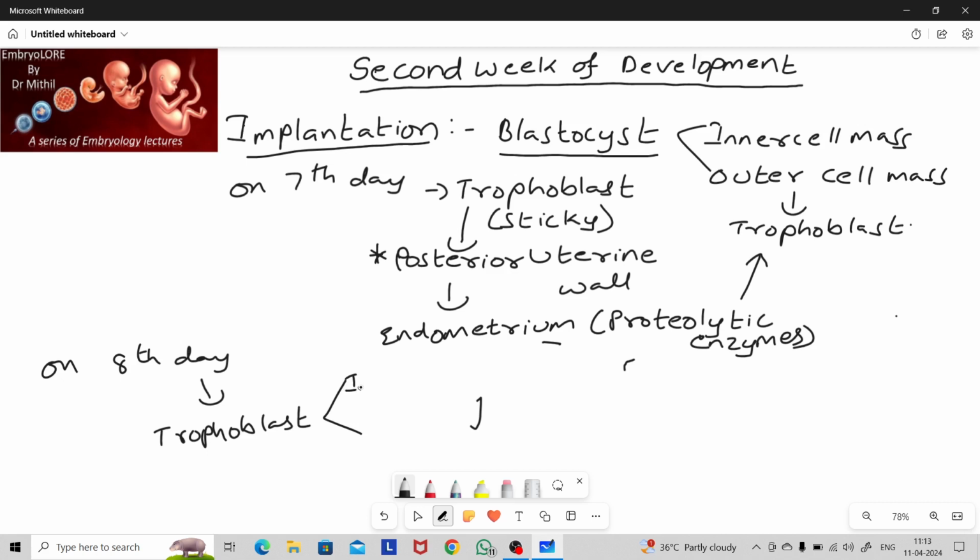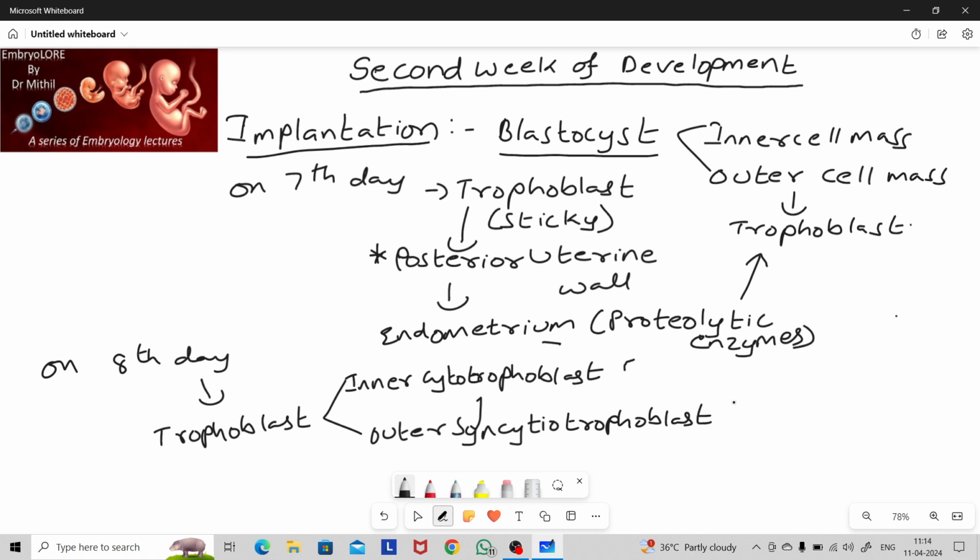That is into the inner cytotrophoblast and outer syncytiotrophoblast. Syncytiotrophoblast means there are no cell membranes, and instead it looks like a bunch of nuclei, whereas the cytotrophoblast has a well defined cell membrane.